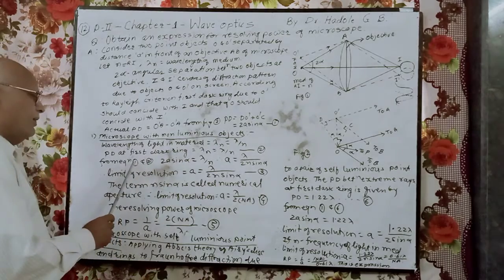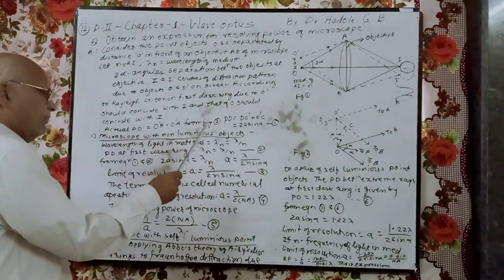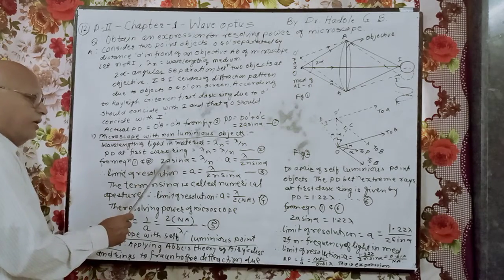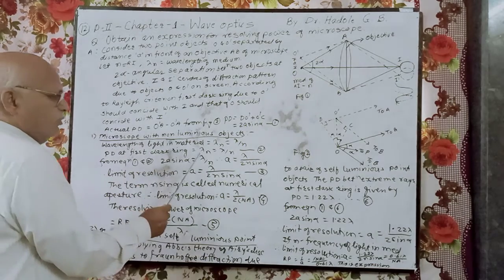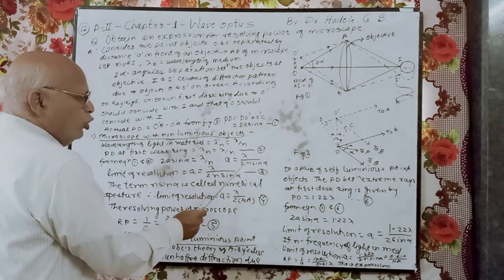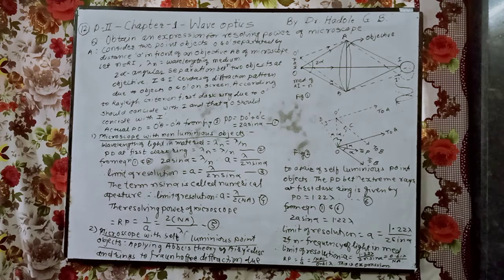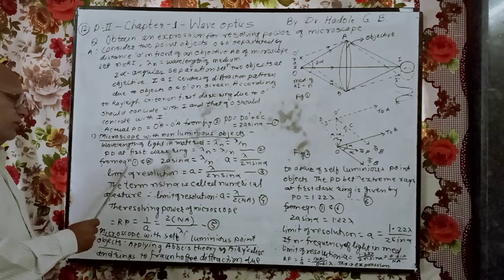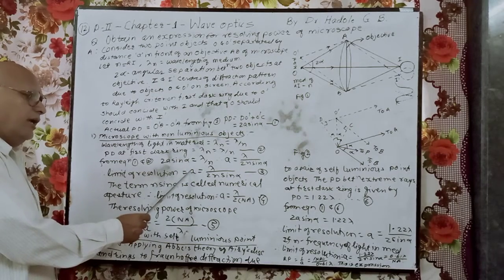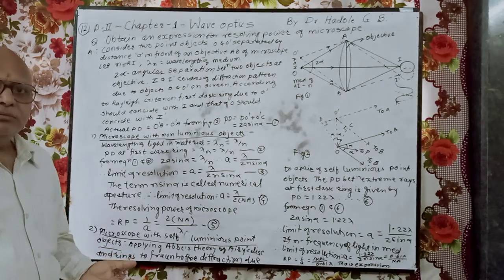Next, from 1 and 2, this is path difference, this is path difference. Equating these two equations, we write twice A sin alpha equal to lambda n, and therefore we get A equal to lambda upon twice n sin alpha. And therefore the limit of resolution is equal to A. What is the limit of resolution?